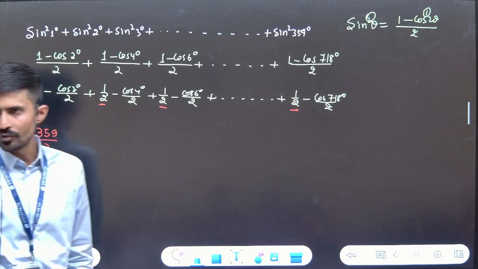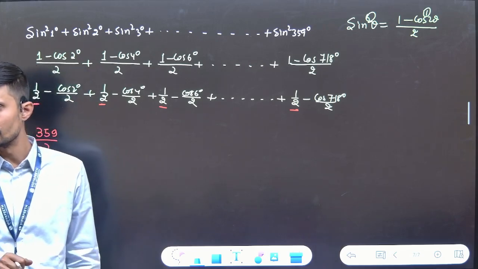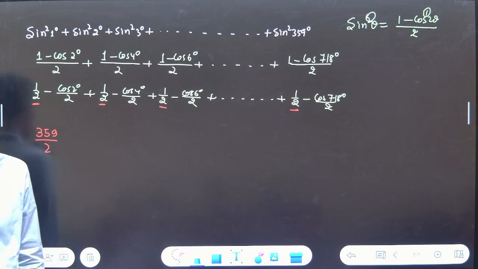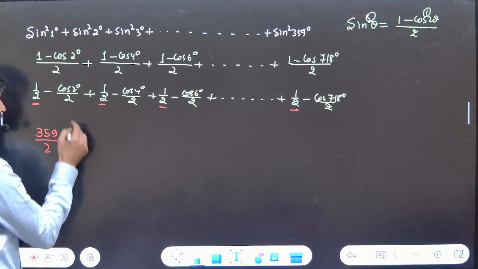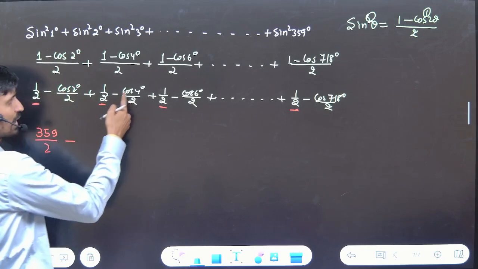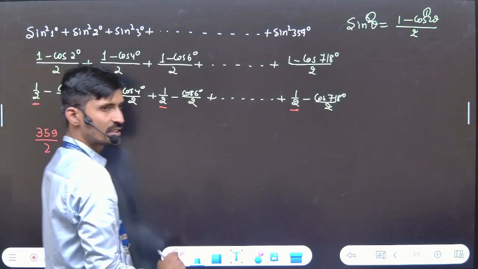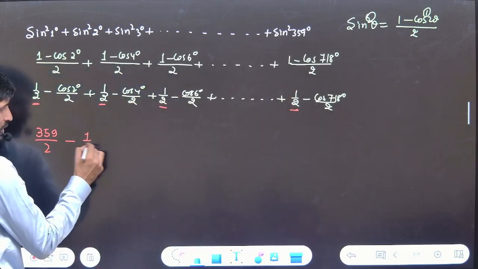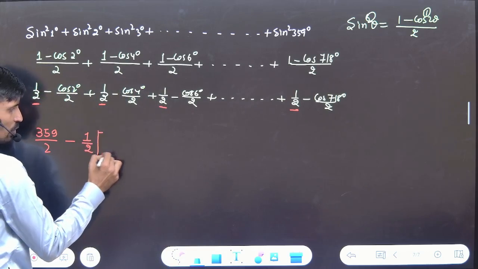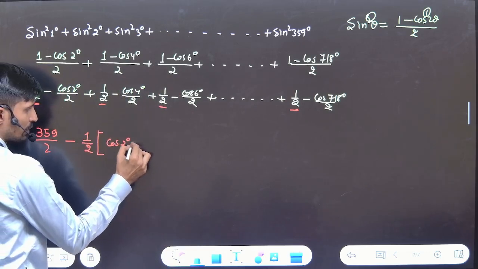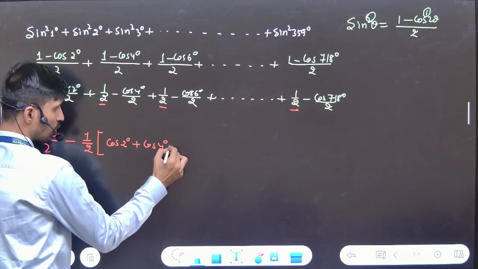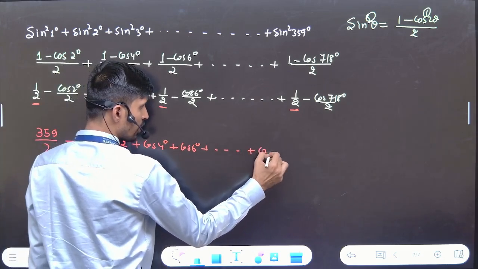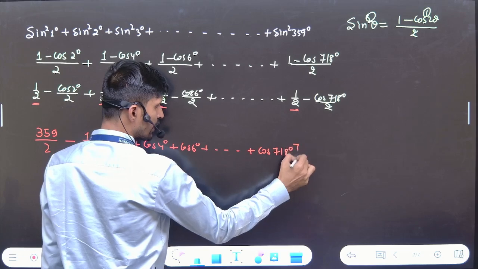1 by 2, if you add 3 times, what you will get? 3 by 2. 1 by 2, if you add 5 times, 5 by 2. Okay? Now minus cos 2 degree by 2, minus cos 4 degree by 2, minus cos 6 degree by 2, till minus cos 718 by 2. So can we take 1 by 2 common there? So now what this will become? Cos 2 degree plus cos 4 degree plus cos 6 degree plus ... cos 718 degree.